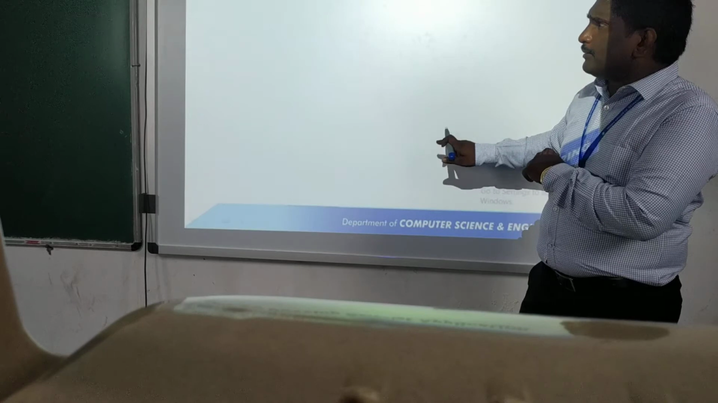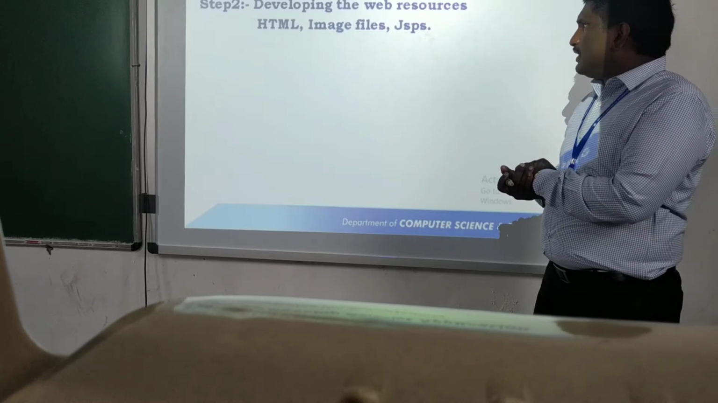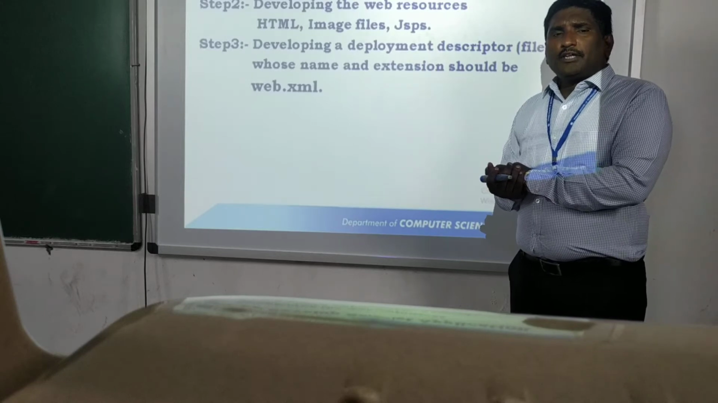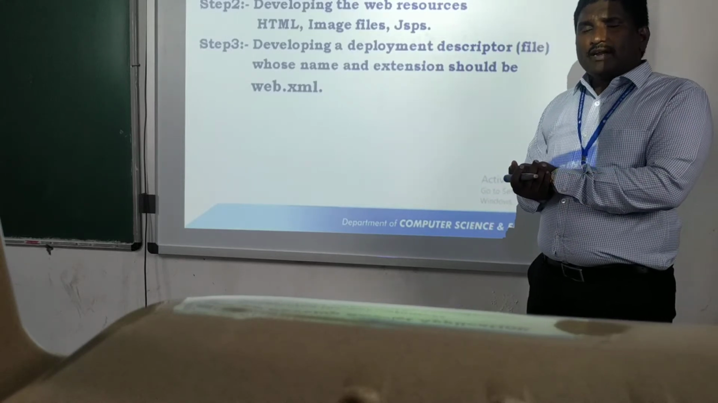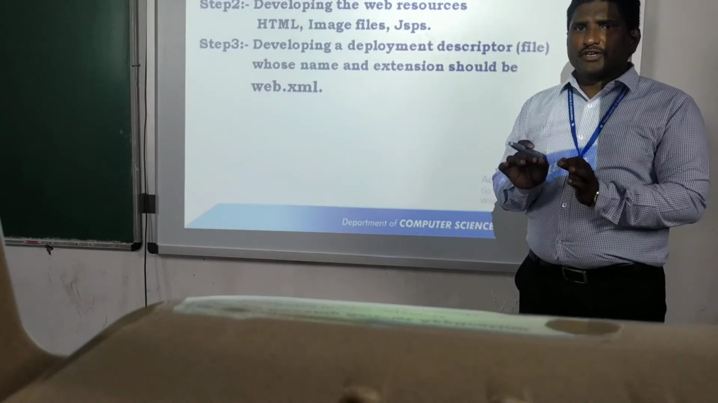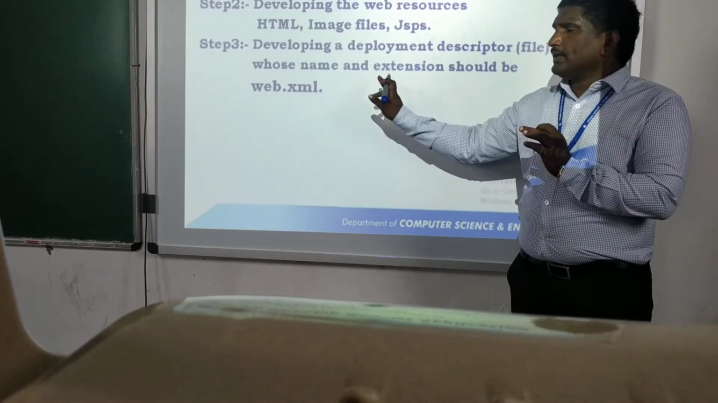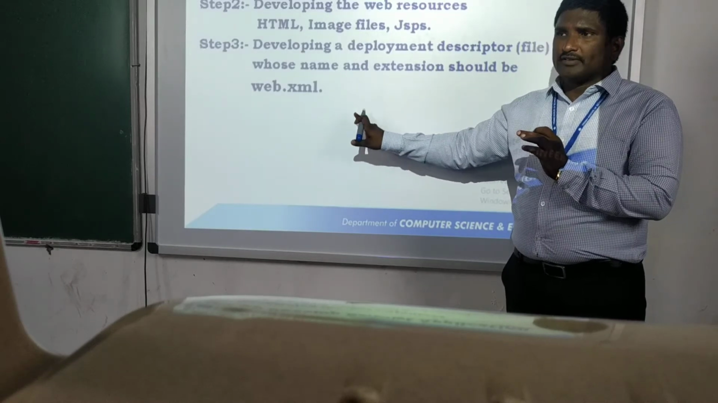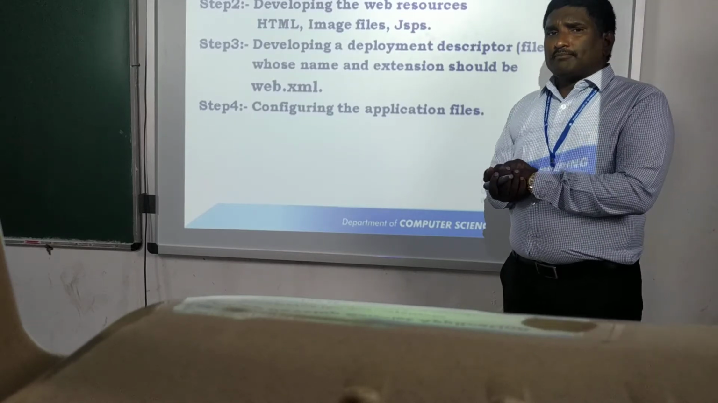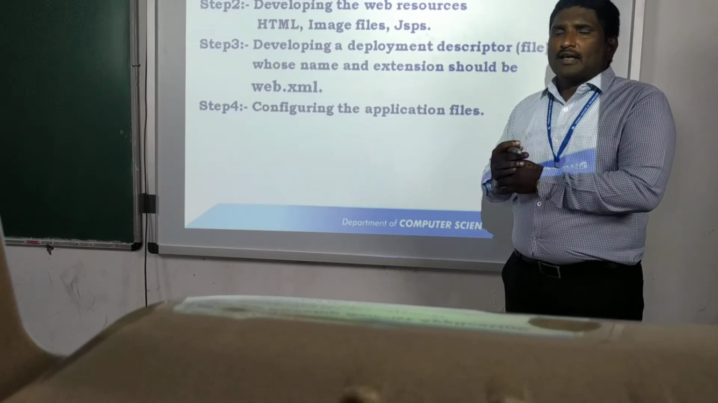Next, step 2 is developing web resources like HTML, image files, and JSPs. Step 3 is developing the deployment descriptor. The name and extension of the deployment descriptor should be web.xml. For any servlet application, the deployment descriptor should be the web.xml file, with all letters in small letters. Keep that in mind. And step 4 is configuring, after developing the directory structure, web resources, web.xml file, and Java classes.